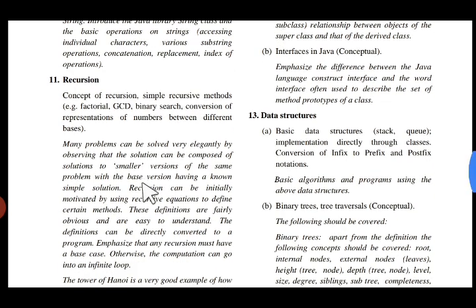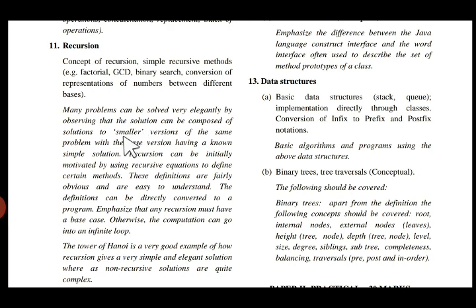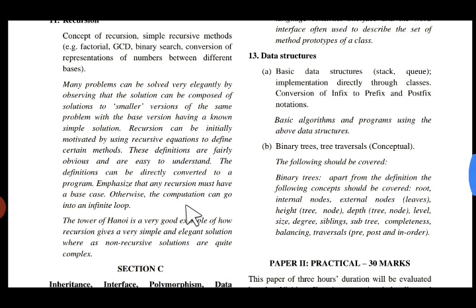Alright. Many problems can be solved very elegantly by observing that the solution can be composed of solutions to smaller versions of the same problem. Alright, divide and conquer is the basic idea of recursion. So here, smaller versions of the same problem with a base version having a known simple solution. Recursion can be initially motivated by using recursive equations to define certain methods. These definitions are fairly obvious and are easy to understand. The definitions can be directly converted to a program.